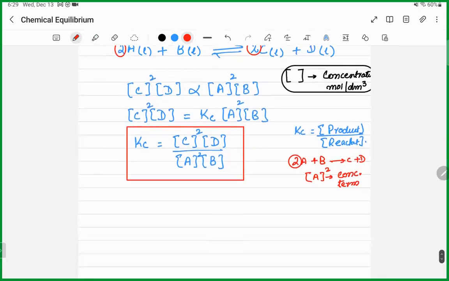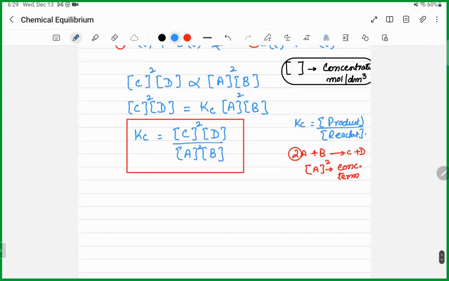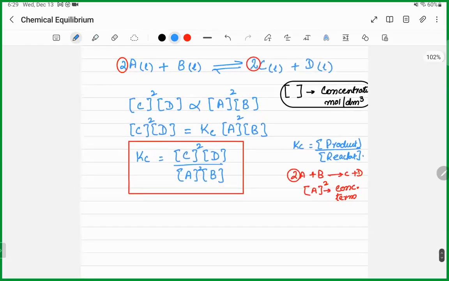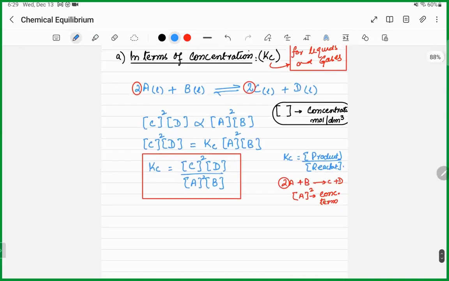So in simple words, if I give you a chemical equation, and I ask you to write down the expression of Kc, what will you do? The concentrations of products multiplied, divided by reactants, and the coefficients become powers. Okay?